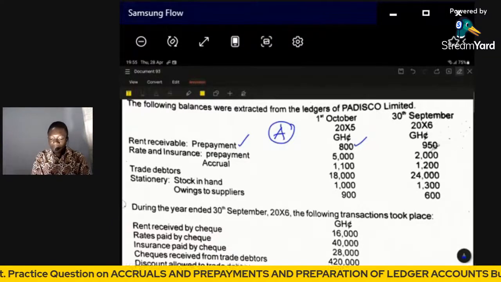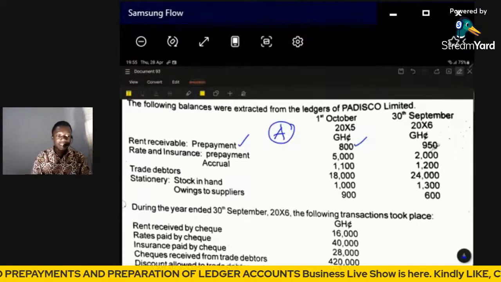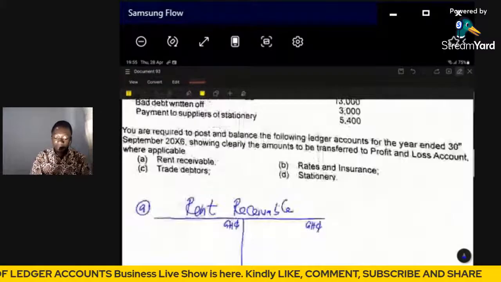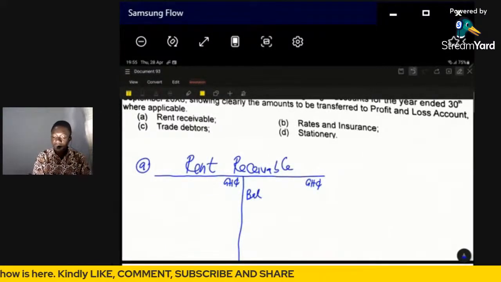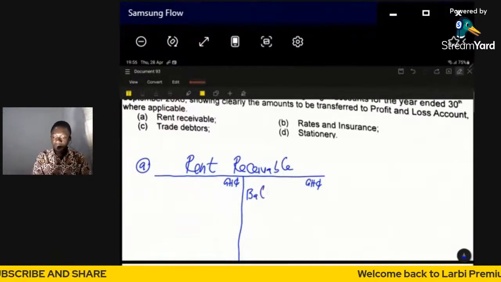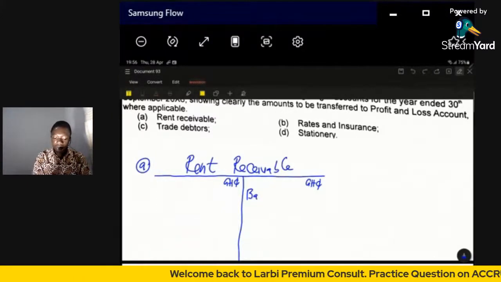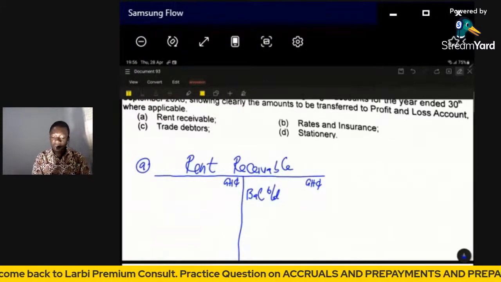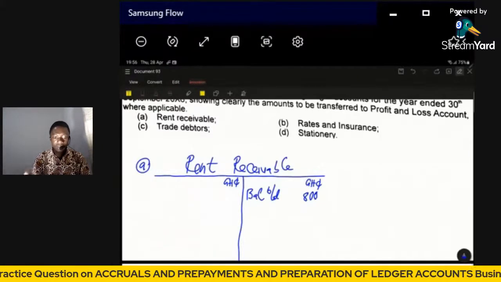So the balancing figure that you see as an opening balance for rent receivable is going to be at the credit side of rent receivable. So we're going to call it balance brought down, because we actually brought this balance from the previous year. By convention, you can write it in this form, balance brought down, and the figure was 800 Ghana cedis, and you record it. I believe that is clear.